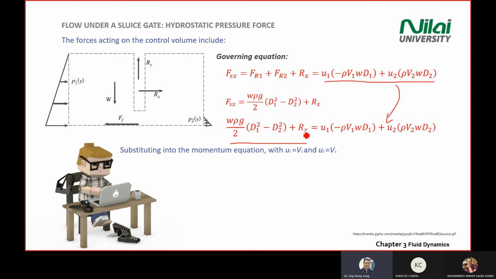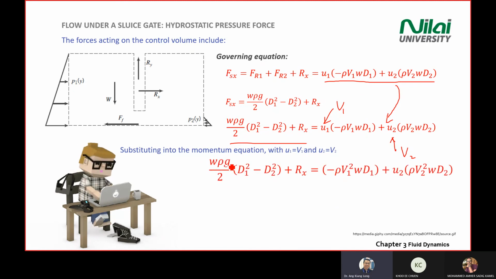Then after that, you look at the diagram, and you substitute U1 at station 1, or point 1, which is equal to V1. What is V2? U2 here is V2. So when you substitute in, you'll get V1 squared and V2 squared in the next steps. So in the next step, you will get W rho g divided by 2, d1 squared minus d2 squared, plus Rx, and negative rho V1 squared W d1 plus rho V2 squared W d2. So you will have this equation. So far, there's no complex concept here. It's just a rearrangement of the mathematical equation.